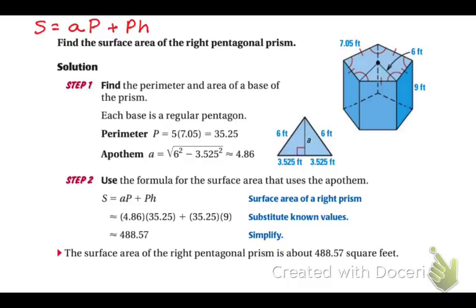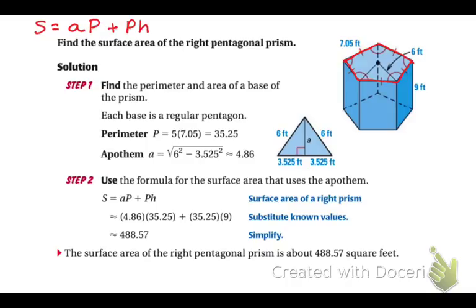Here's an example. So here we're looking for the surface area of a pentagonal prism. And remember, I said on the previous slide that if you had 3 or 4 sides on your base, so it was a triangle or a rectangle or a square, then you could use that first equation because it's easy to calculate the area of that. Okay, when you have something greater than that, you need to use the equation that uses the apothem, which we learned about during the last chapter.